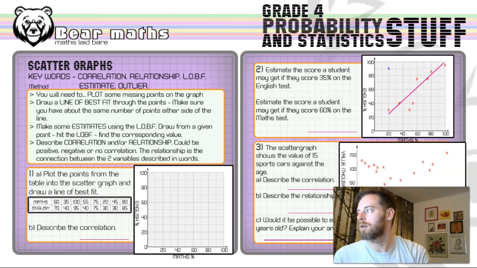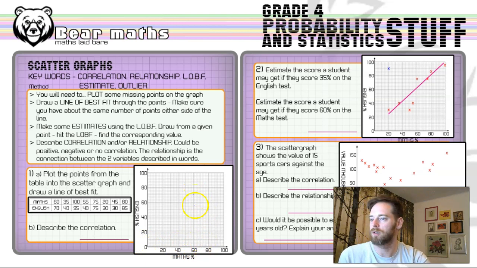Okay, so question number 1A, plot the points from the table into the scatter graph and draw a line of best fit. You can see that on the x-axis we've got the maths score for a test and the English score on the y-axis, and we can plot those points. So this data point is one person's results for both subjects. Okay, so we're going across to 60 and up to 70. So 70 there.